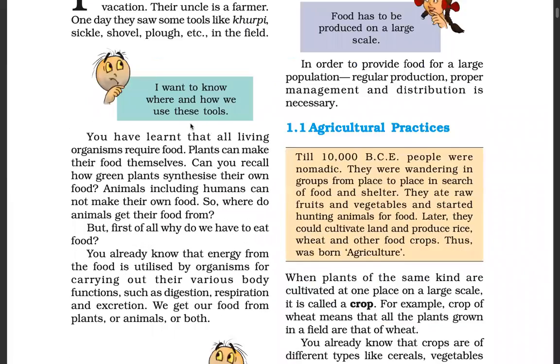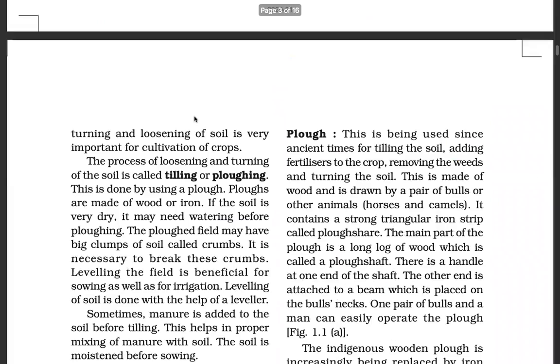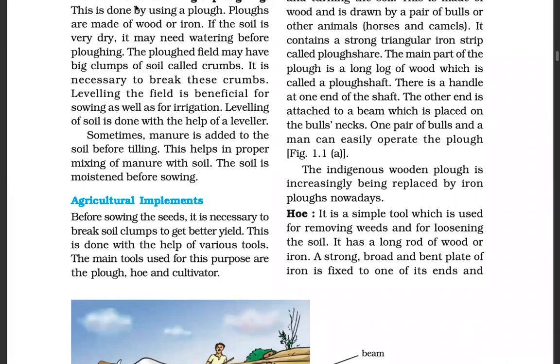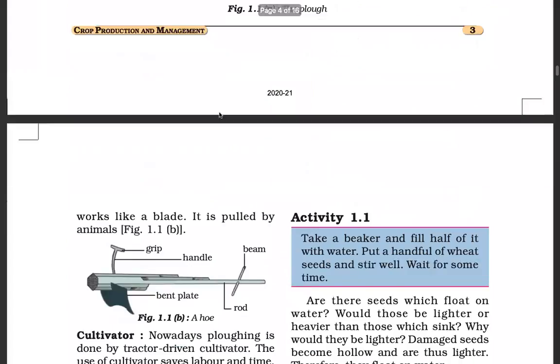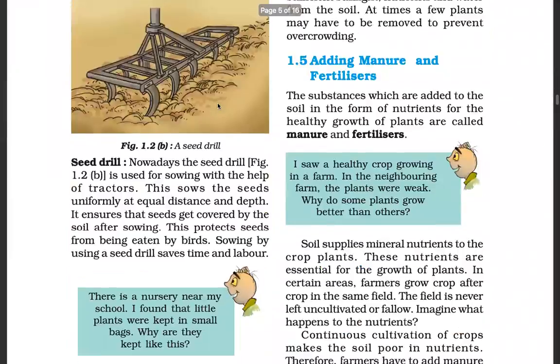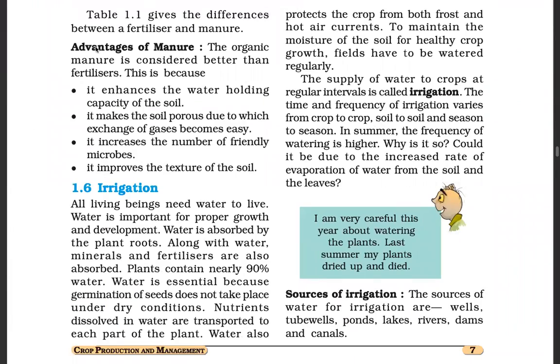So guys, I will just tell you till where we are going to read today. Till over here. From agriculture implements we are going to read in our next video, and I will tell you more so that you can mark it. In the next video we will complete till here. Then we will start irrigation in the next video.